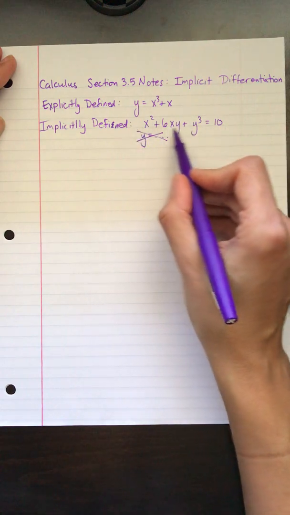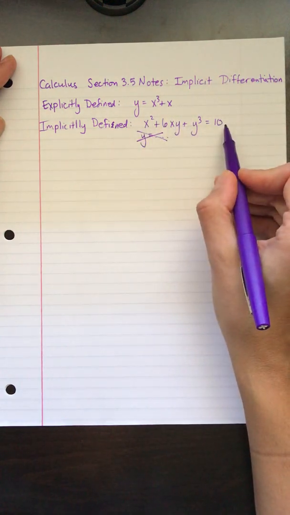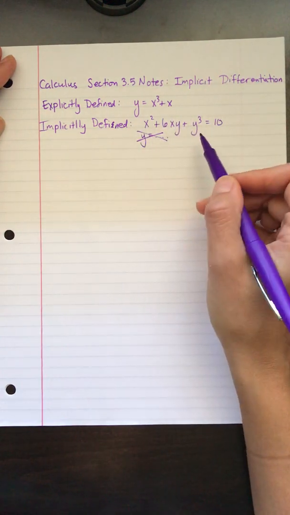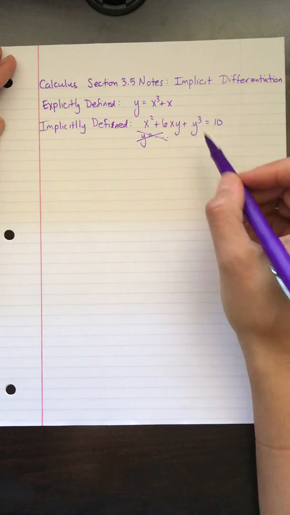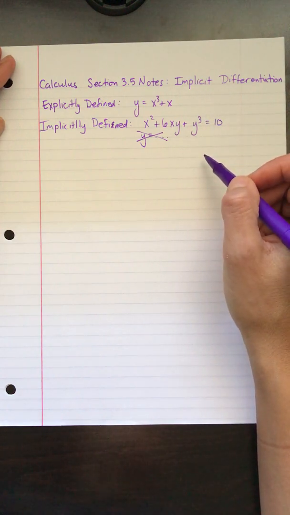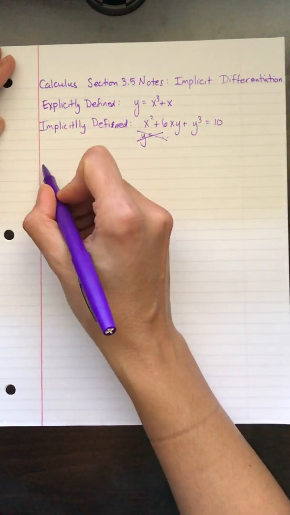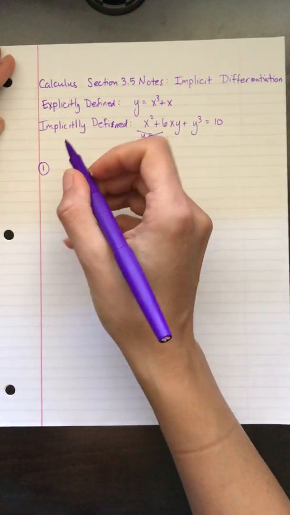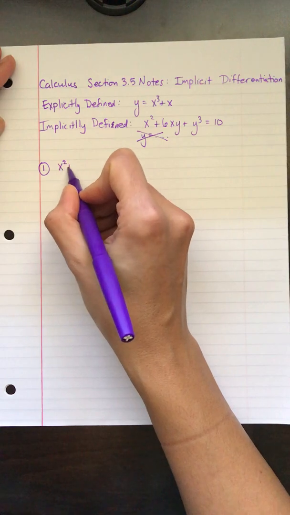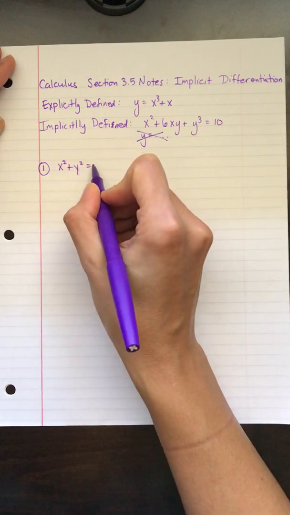So for problems like this, we still need to be able to find the derivative, and so there's this method called implicit differentiation. I'm going to explain to you how that works. Let me do an example. For example, I've got the function x squared plus y squared equals 25.